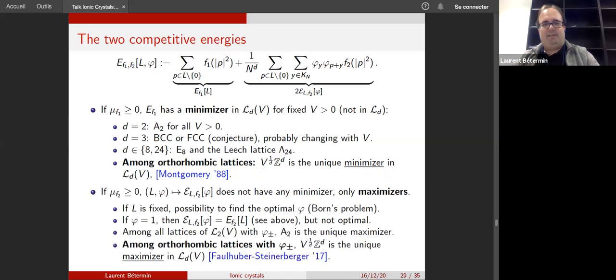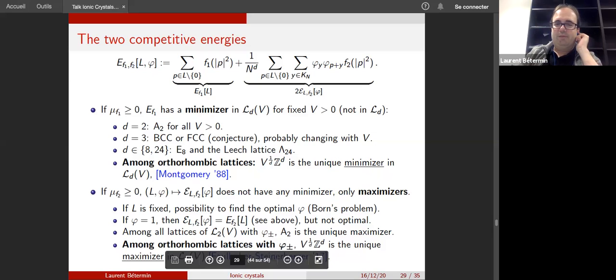And now the second part. I still choose F2 to be completely monotone. I know that there is no minimizer, there is only a maximizer. In dimension 2, I know that it's a triangular lattice, but otherwise I don't know. But if L is fixed, I have the possibility to find the optimal distribution of charge. That's what I explained at the beginning of the talk.